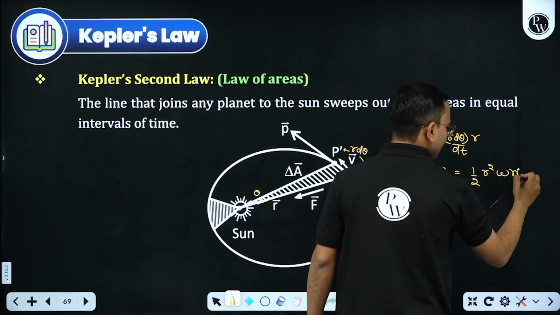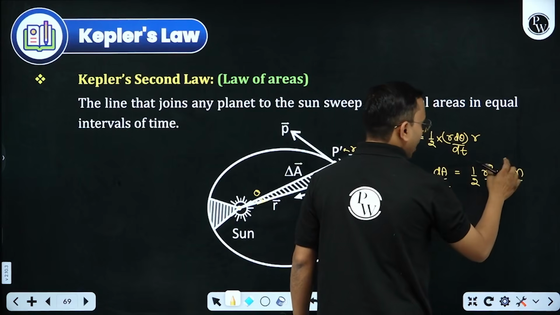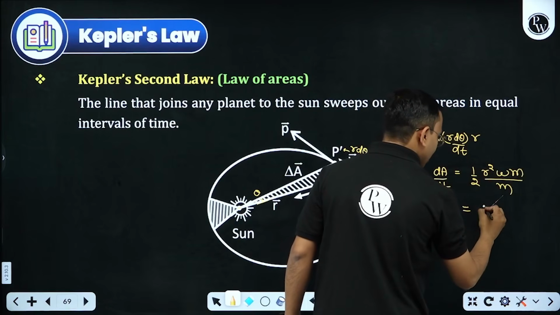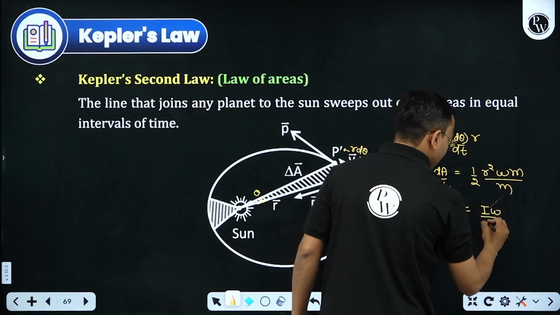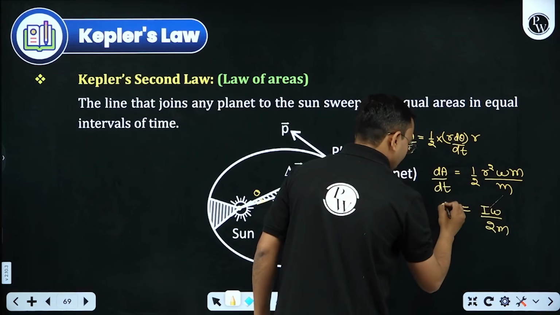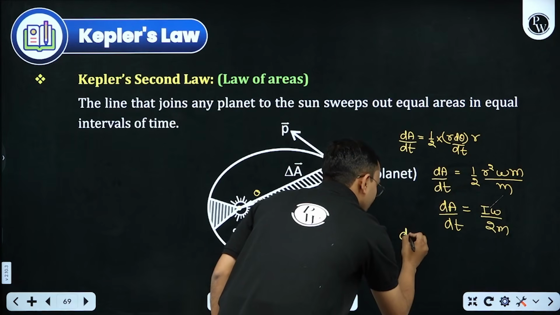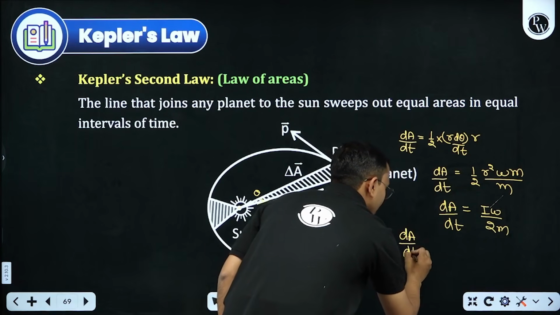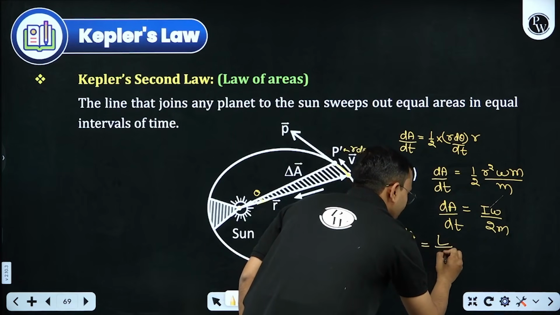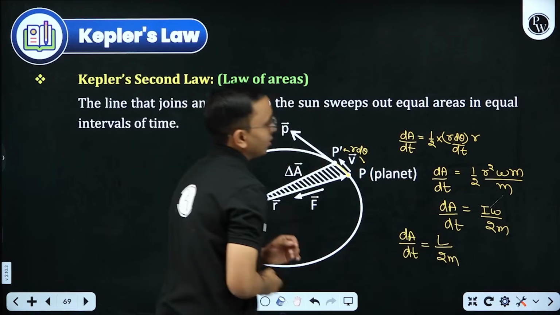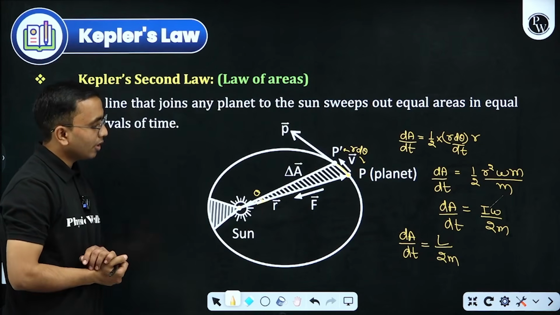Multiplying with m and dividing by m, now m r square becomes my moment of inertia. This becomes I omega by 2m, and I omega becomes my angular momentum. So dA by dt comes out to be L, the angular momentum, divided by 2m, where m is the mass of the planet, small m.